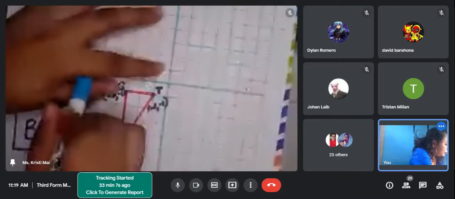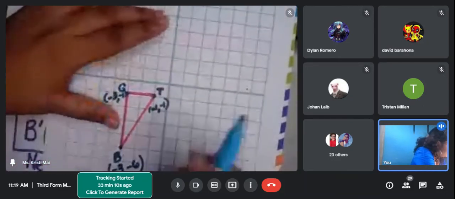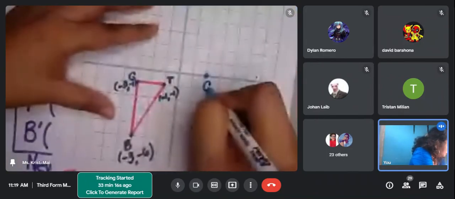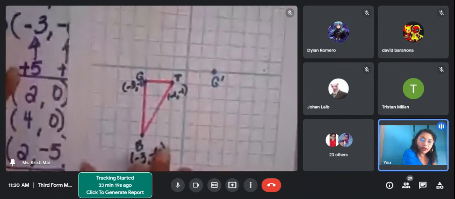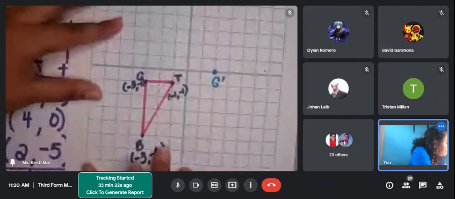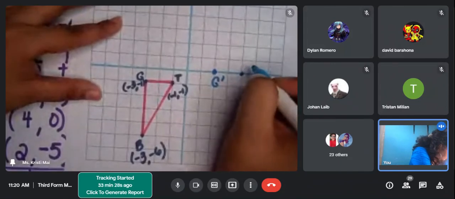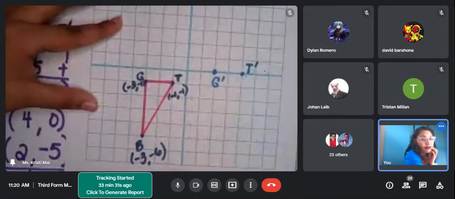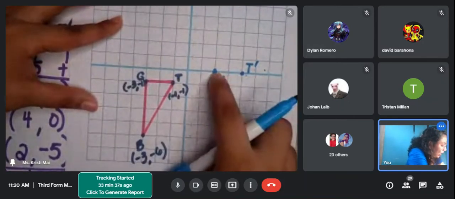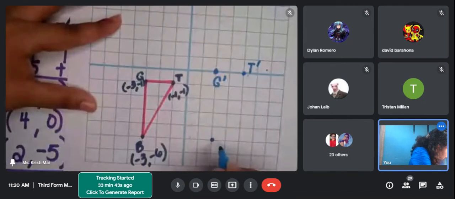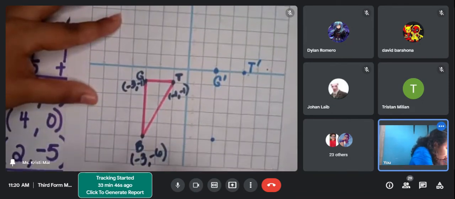So I'm going to find 2 on the X and 0 on the Y right there. And this is going to be G1. My other point is 4, 0. 4 on the X and 0 on the Y. And this is going to be T1. And then B1 is going to be 2 on the X and negative 5 on the Y.